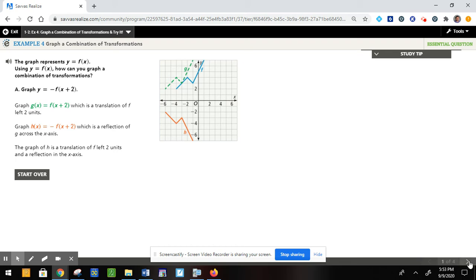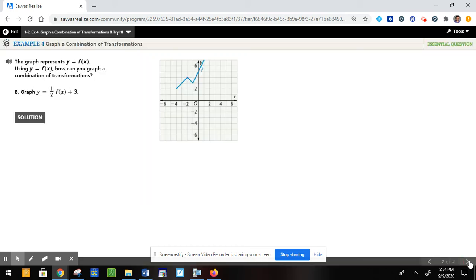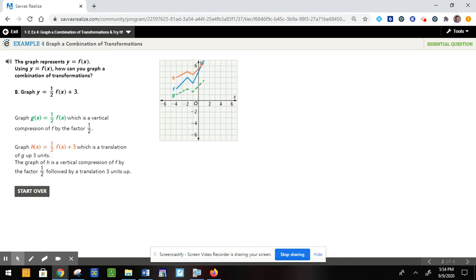Let's look at another one. So again, the blue is the original. What's it going to look like with the transformations? In this case, the 1/2 is a multiplier, and then the 3 you're adding on at the end. So the 1/2 is a vertical compression. What it does is it pushes it down. And then the +3 actually moves the entire thing up.